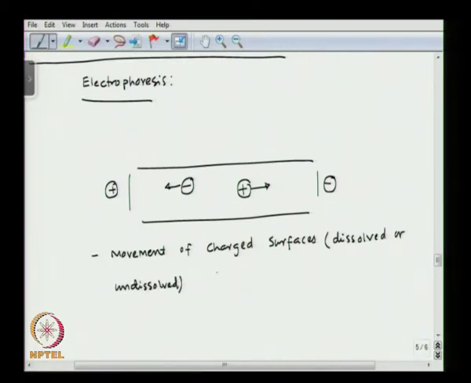So, movement of charged surfaces relative to a stationary liquid due to applied electric field.